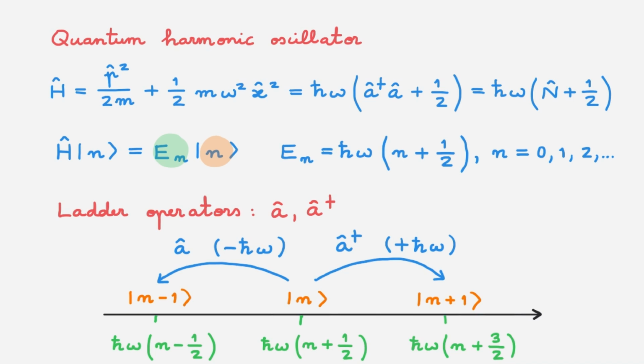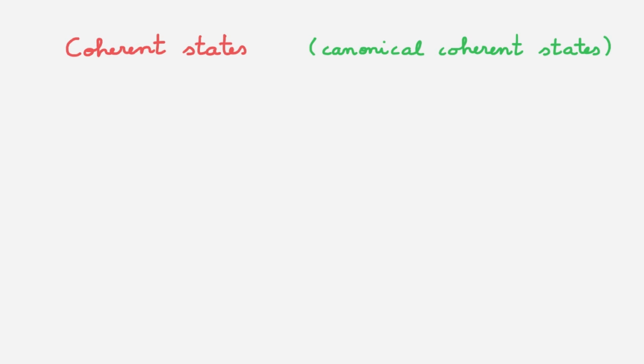So this is our refresher on the quantum harmonic oscillator, but you can follow the links in the description for all the details behind these concepts. Okay, so we're now ready to define a coherent state. Coherent states feature in a variety of areas, and those associated with the quantum harmonic oscillator are sometimes called canonical coherent states to distinguish them from the others.